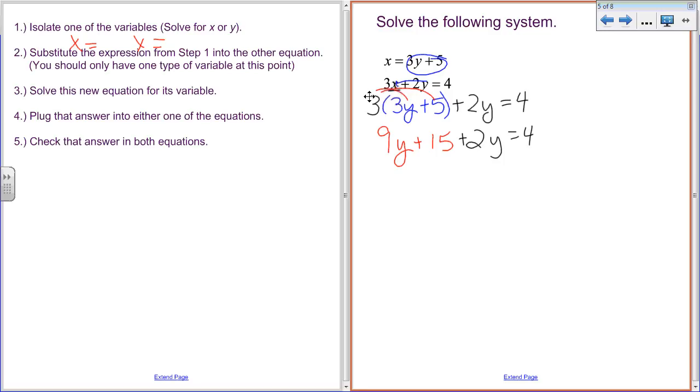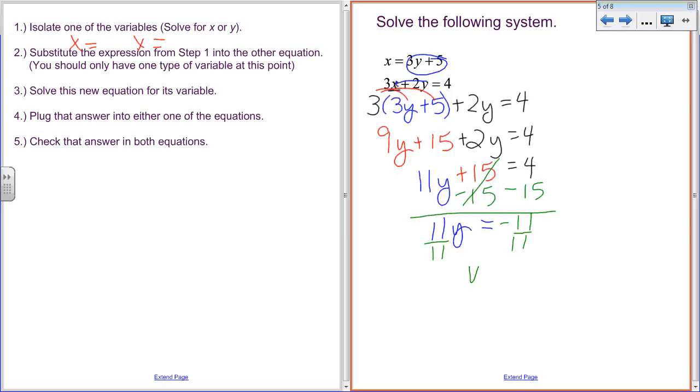Nate, what would I do next? So I have 11y, and then I've got this plus 15 equals 4. Sarah, what would I do next? Subtract the 15. So I have 11y equals negative 11. And Jaya, what would be my last step? y equals negative 1. Do we agree with my algebra so far?